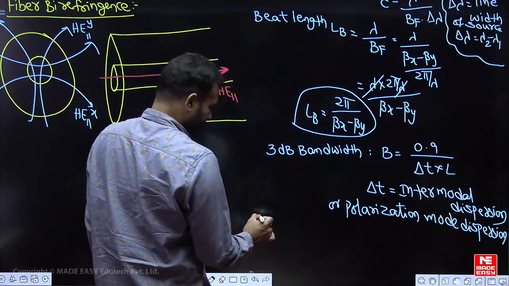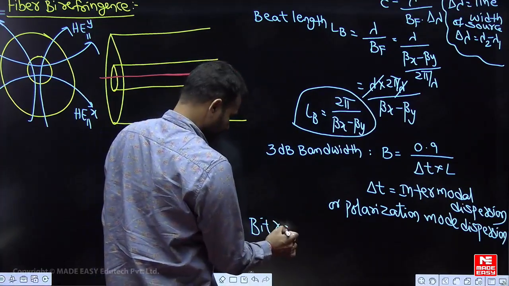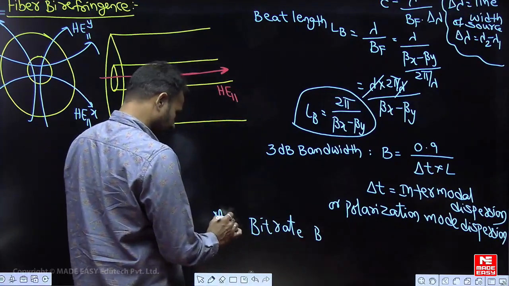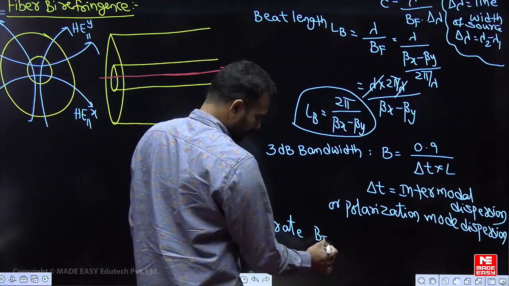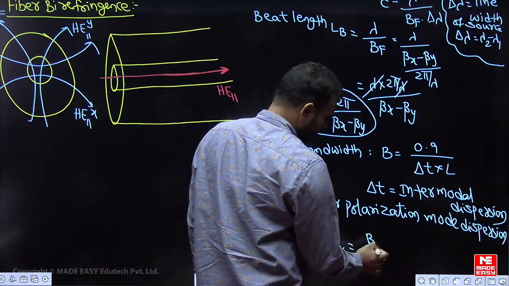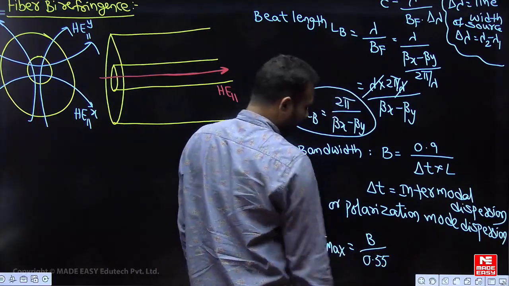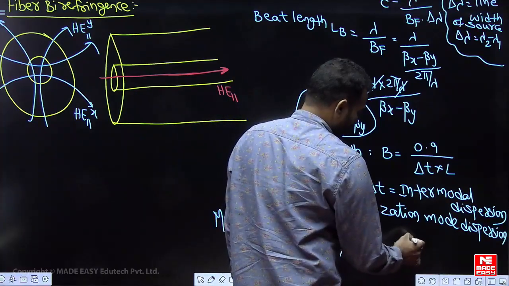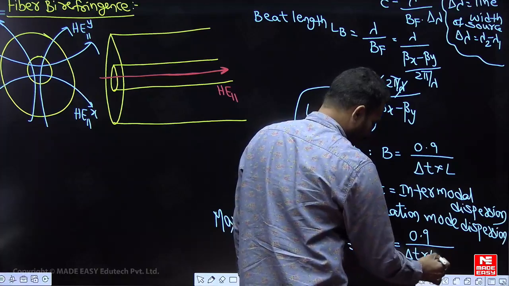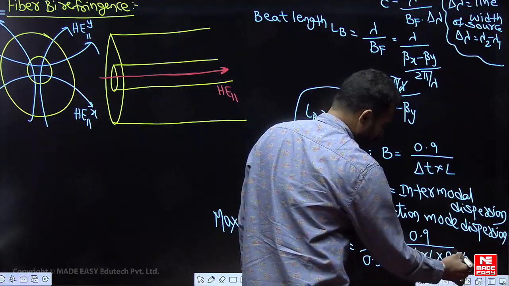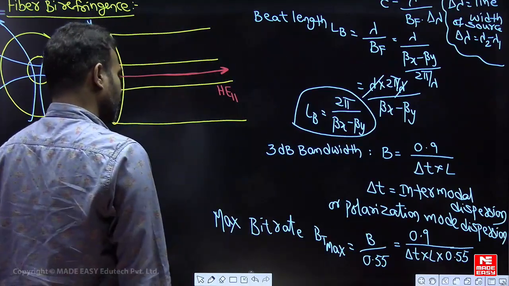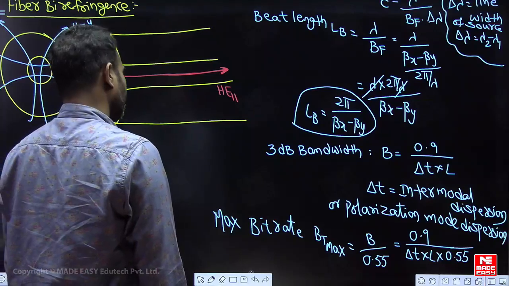So next one is the bit rate. Talking about the bit rate, the maximum bit rate is given as Bt max. Maximum bit rate is equal to bandwidth B upon 0.55. That is nothing but 0.9 divided by delta T into L, into 0.55. So this is called the maximum bit rate we are having.